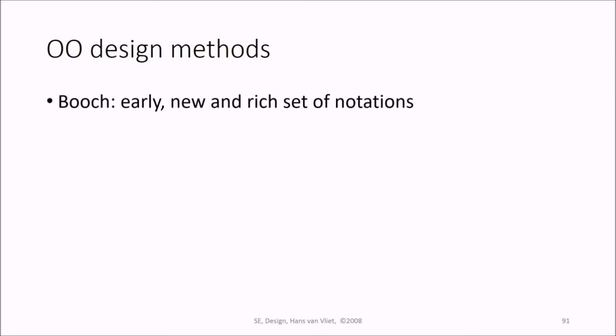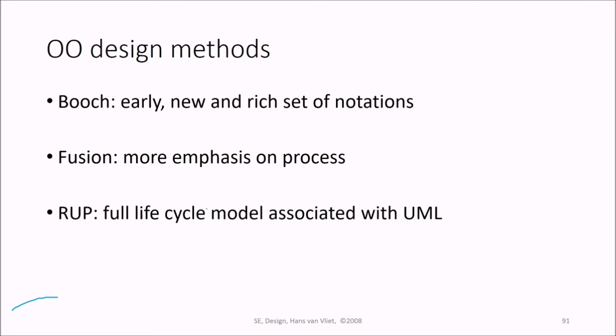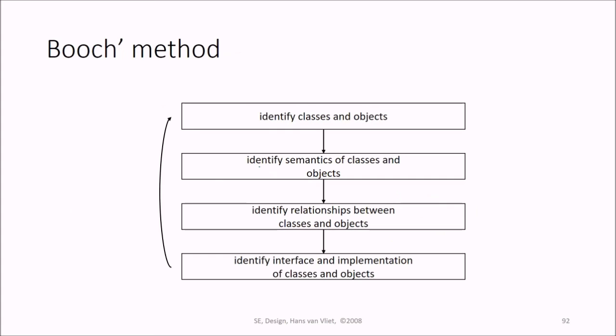Object-oriented design methods: there are various methods. First is the Booch method, with an early, new and rich set of notations. Then Fusion, with more emphasis on the process. Then RUP, a full life cycle model associated with the UML. RUP is the Rational Unified Process. It is a full SDLC life cycle by itself, associated with the Unified Modeling Language.